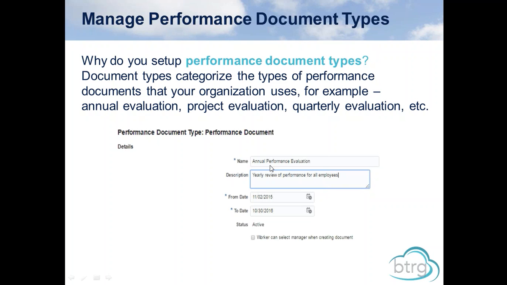So this is how the screen would look. You would just have to enter the name of the type, give it a description, the from date and to date. We usually make these pretty far off so you can continuously use them. And then this little icon down here, worker can select manager when creating document. That's helpful when you're doing project evaluations because say it's not going to be your direct manager that's going to be doing it and you want to use your project manager, you would have to select this option so the worker can indicate who is the one that should be doing it.